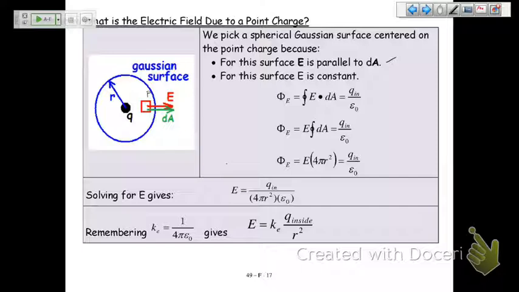And E is constant on the surface. So I state Gauss's law. The flux is equal to the surface integral of E dot dA, which equals Q in over epsilon naught. And now I am going to use the middle bit. Before we were not using the middle bit, now we are going to use the middle bit.